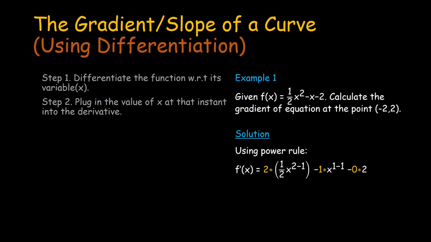Then we're going to go ahead and simplify this function, and we get our derivative, which is x minus 1. Now when x is equal to -2, we substitute -2 into the derivative function to get -2 minus 1, and that gives our final answer -3.